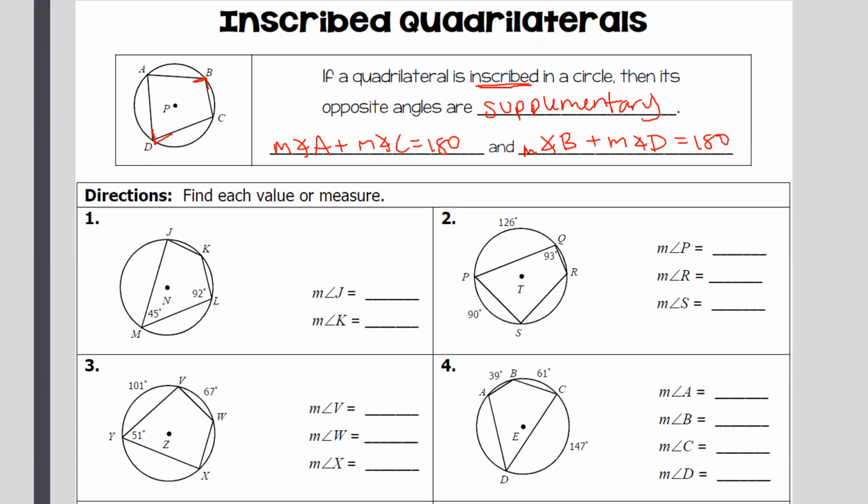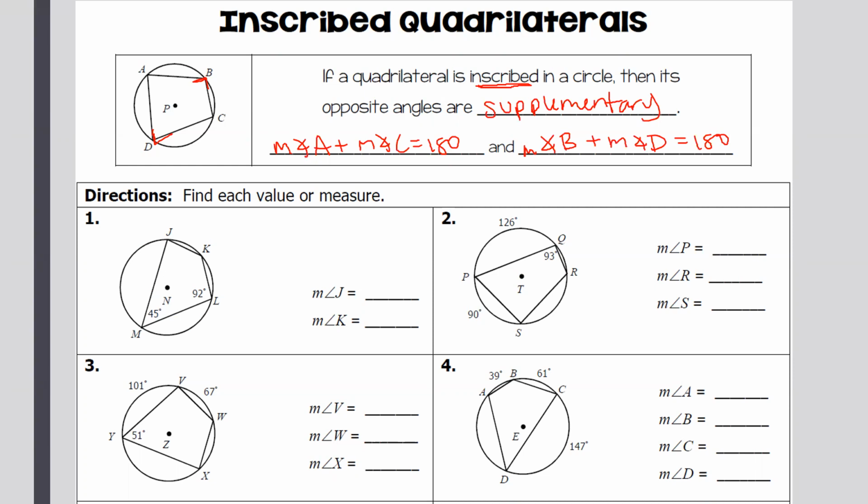That relationship can help you find some measurements, especially if you find yourself being stuck. Ask yourself, do I see an inscribed quadrilateral? Sometimes that really will help you get unstuck.